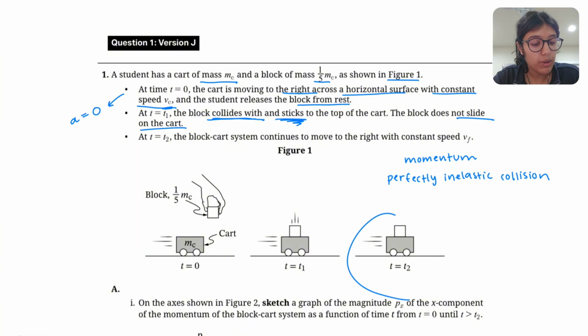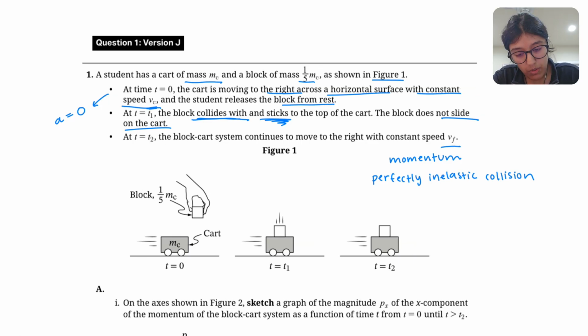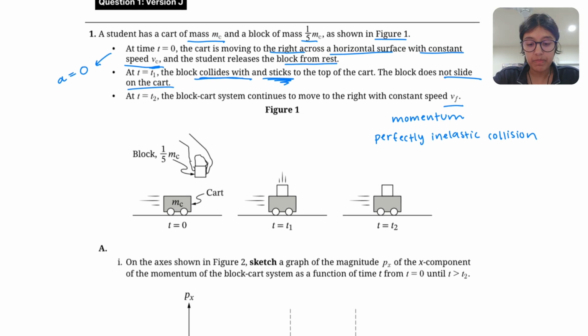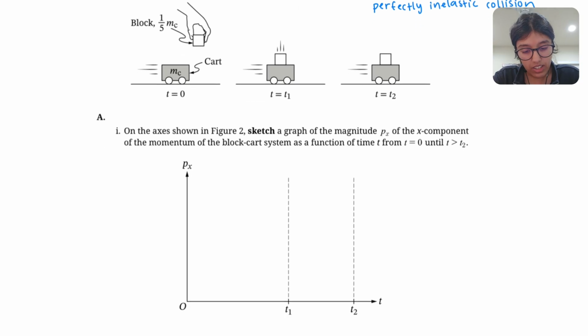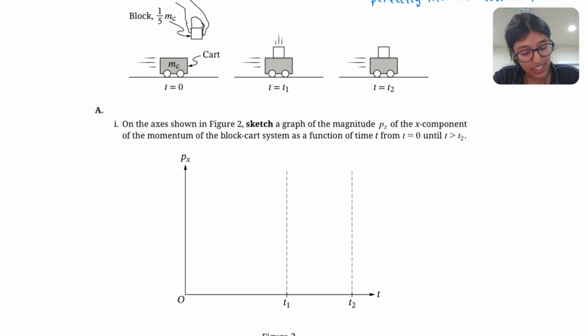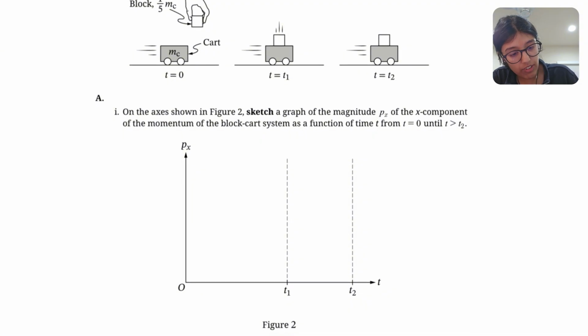Let's go to the third point, which is from T2. At T2, the block cart system continues to move to the right, okay, with the constant speed Vf. So I think we're ready to go on to the first part. So the first part is on the axis shown in figure 2, sketch a graph of magnitude px, which is this part right over there, of the x component of the momentum. There we go. Now we definitely know we're talking about momentum. Of the block cart system as a function of time from t equals 0 to t is greater than t2.